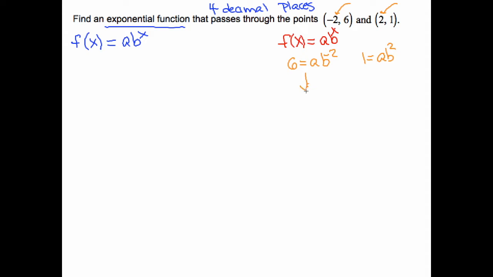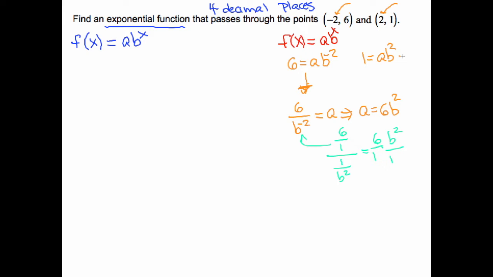I'll take my first equation and I'll solve for a. Well, to solve for a, I'll go ahead and divide both sides by b squared. So I'll have 6 divided by b squared is equal to a. And so that is 6 over 1 over b squared. So that means a is actually equal to 6b squared. And if I just made a note off to the side, all we really did here was take 6 over 1, divide by 1 over b squared, and we simply inverted and multiplied.